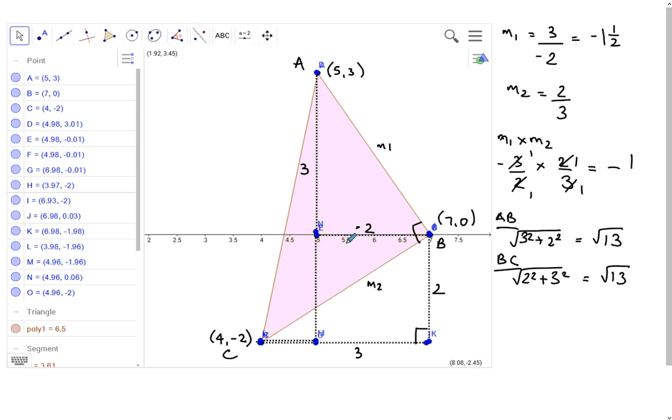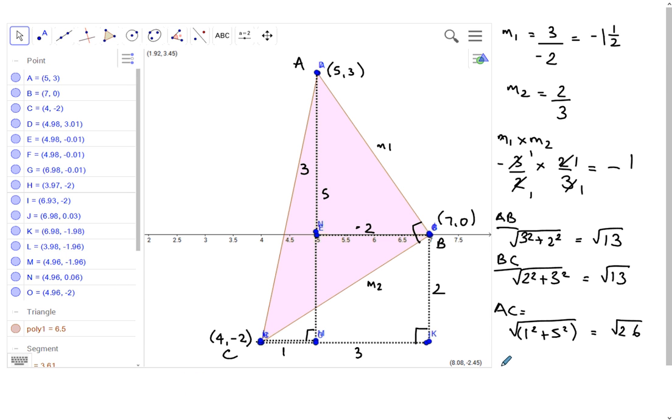And now let's find the length of AC. So here we've done the triangle, so that's your right angle triangle. So from 4 to 5 is 1, and from -2 to 3 is 5. Okay, so AC will be the square root of 1 squared plus 5 squared, which will be the square root of 26.